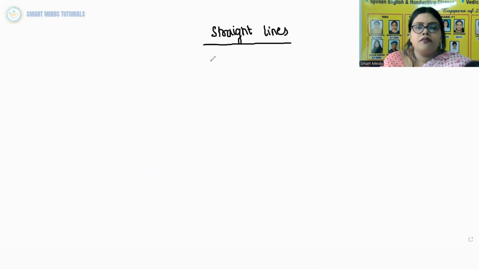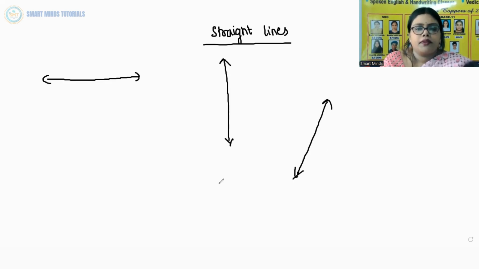So let us continue with the straight lines chapter, and let me give you some concepts on straight lines. See, this is a straight line. This is a straight line. This is also a straight line, right? So any equation of the form ax plus by plus c is equal to 0 is a straight line.